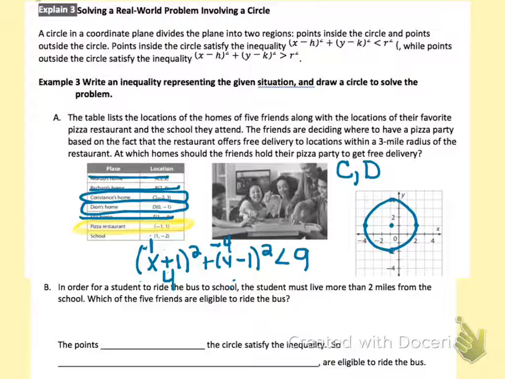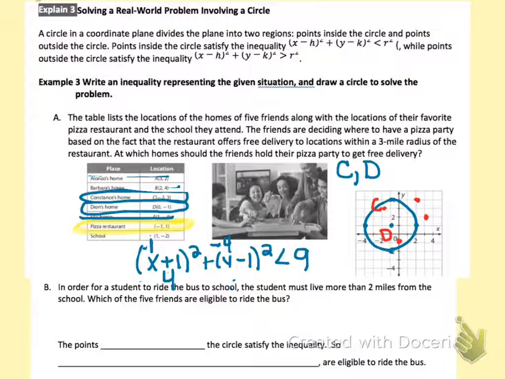But think about plotting some of these points. Alonzo's house was at 3, 2, so over 3 and up 2 was right there, just out of the circle. Barbara was at 2, 4, over 2 and up 4, still out of the zone of delivery. Negative 2, 3 was Constance, right there, inside. And 0, negative 1 was right here, Dion.